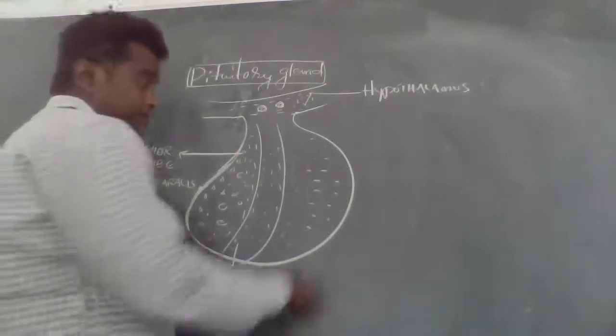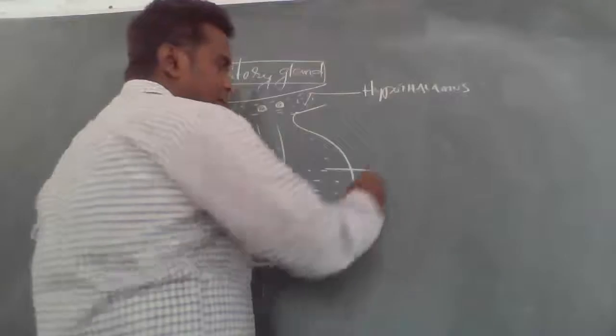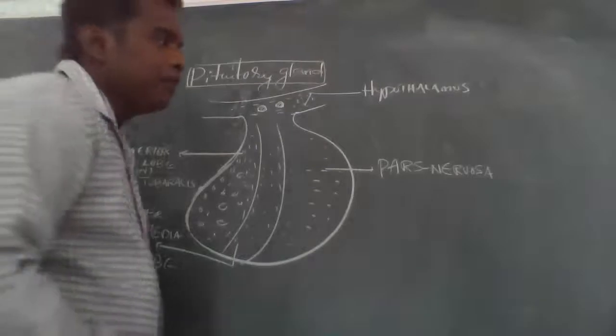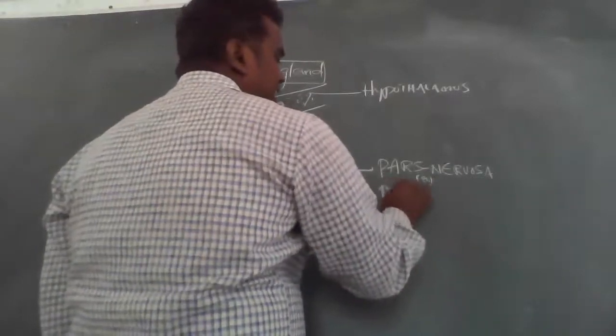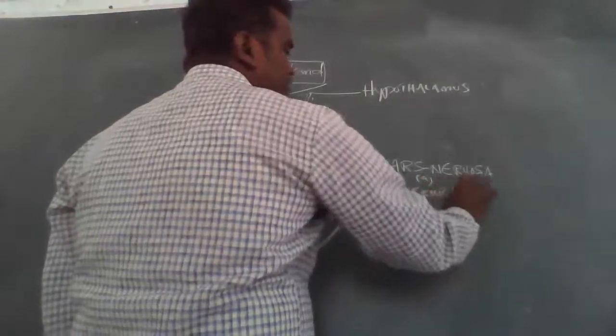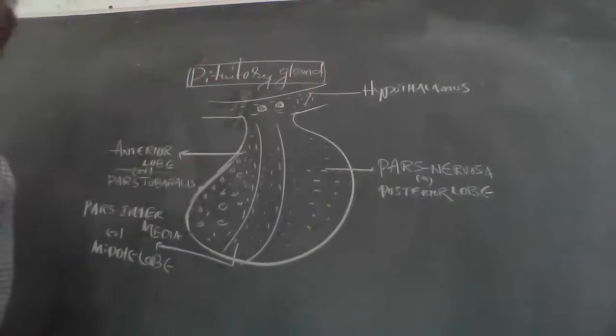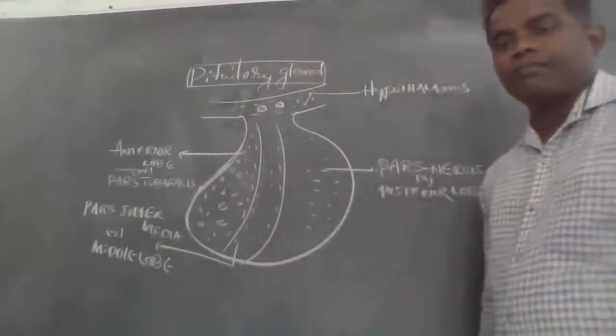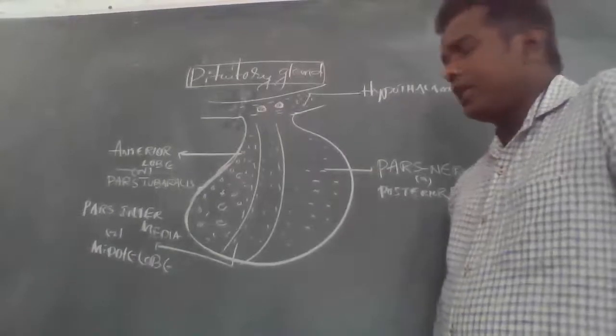The next lobe is called pars nervosa. It is also called the posterior lobe. Okay, got the concept? How many lobes are there? Come on, tell me. The pituitary gland contains how many lobes? Three lobes, sir. What are those? Anterior lobe or pars tuberalis. The second lobe is pars intermedia or middle lobe, and the third one is pars nervosa or posterior lobe.